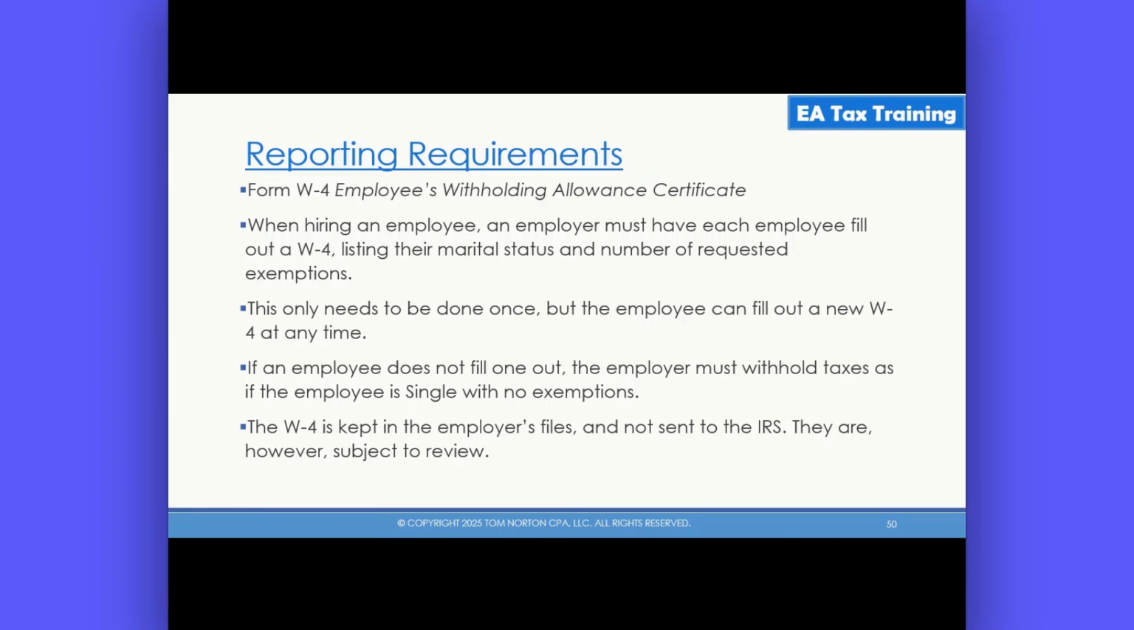It's just they have to do so at the highest withholding rate, which is treating that employee as if they are single with no exemptions. The W-4 is not filed with the IRS. The business just keeps it in their files. Of course, the IRS can ask to look at those if they do an audit.